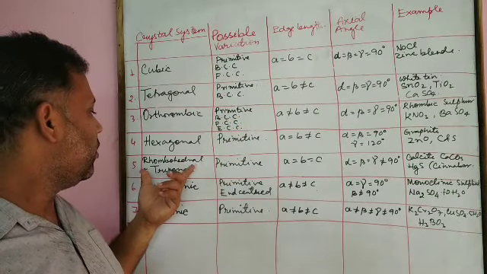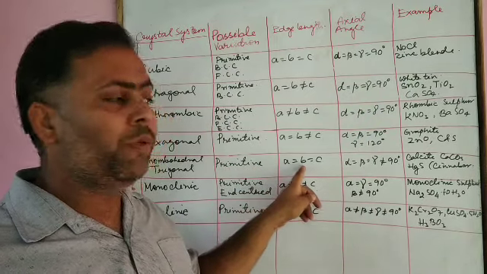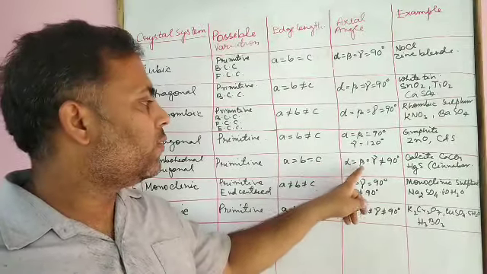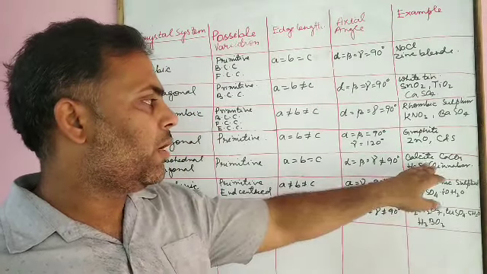Next one, rhombohedral or trigonal. It occurs in primitive form, where A equals B equals C and alpha equals beta equals gamma, but that is not equal to 90 degree. We have an example here.